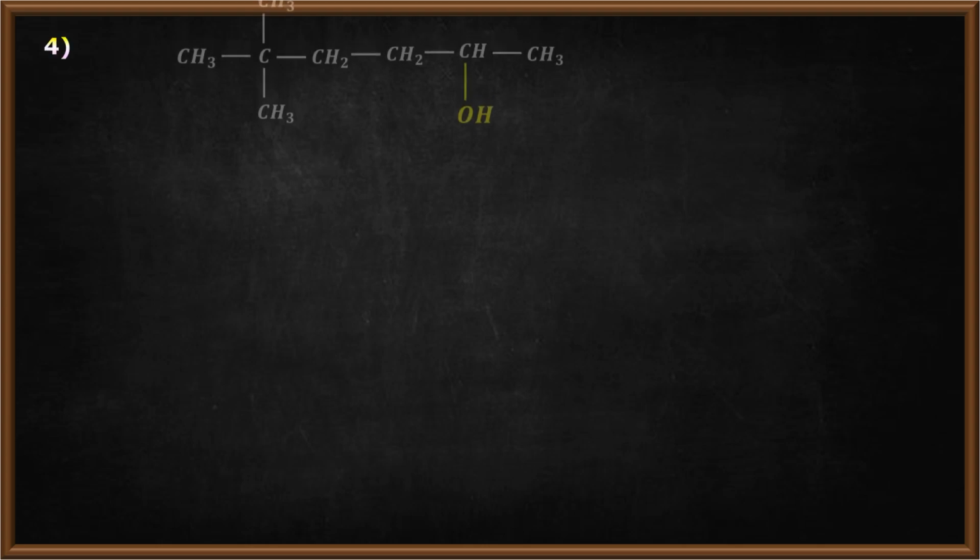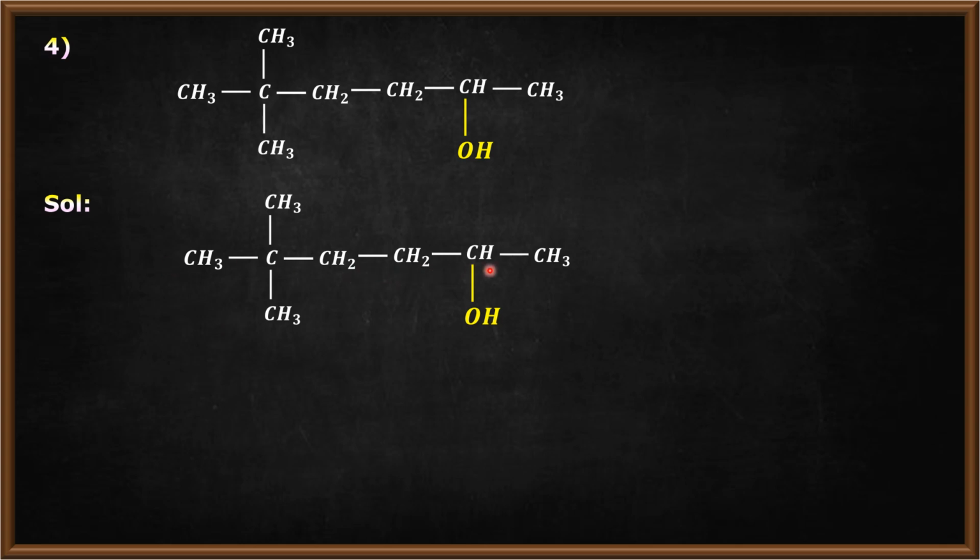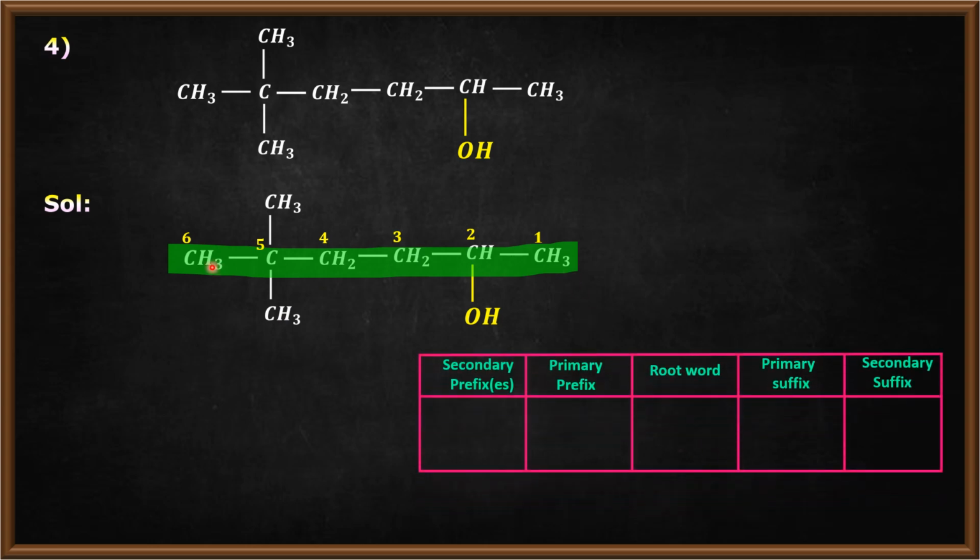Next, problem number 4, solution. This one is the parent chain, which includes the functional group OH, the alcohol functional group, and the parent chain is to be numbered from right to left so that the carbon atom attached to the functional group should get the lowest possible number. So for that reason I am numbering from right to left, and in this parent chain 6 carbon atoms are there. The root word is hex, primary suffix is ane.